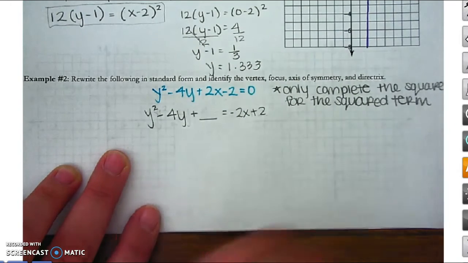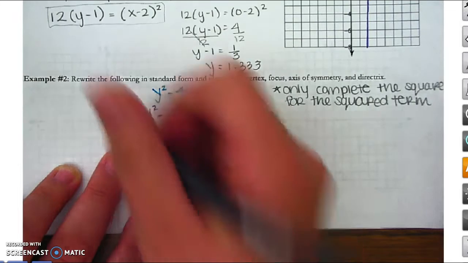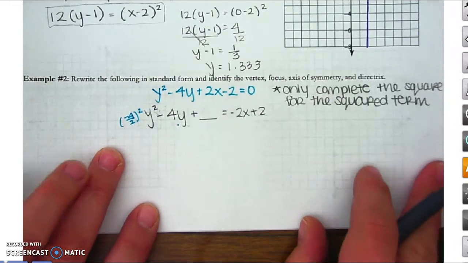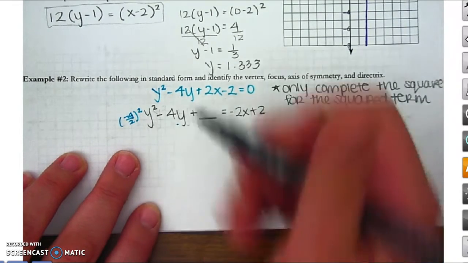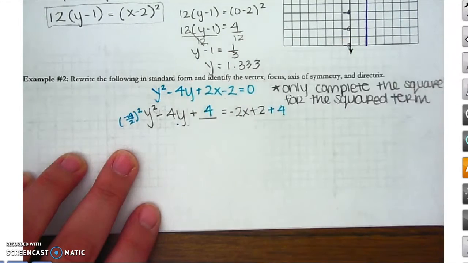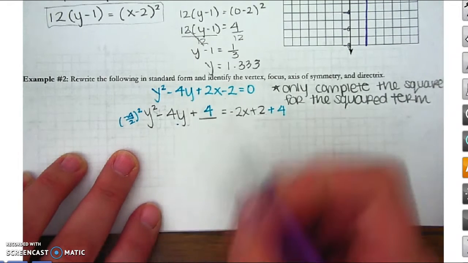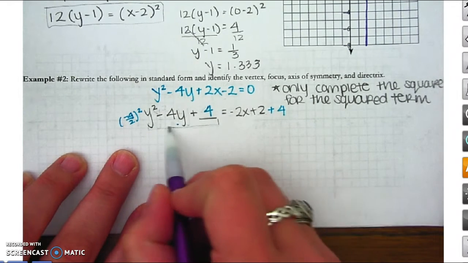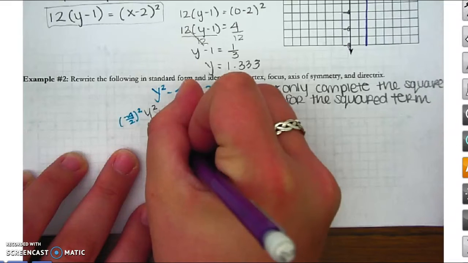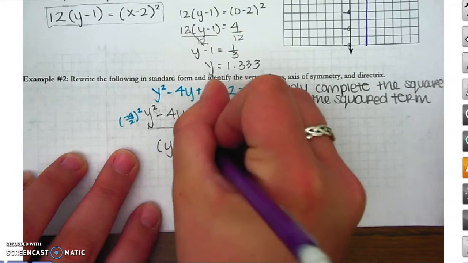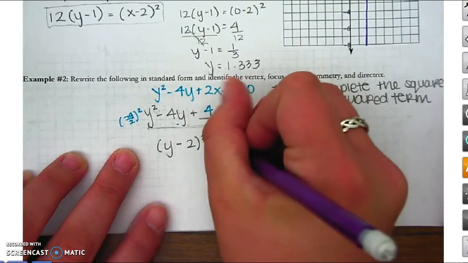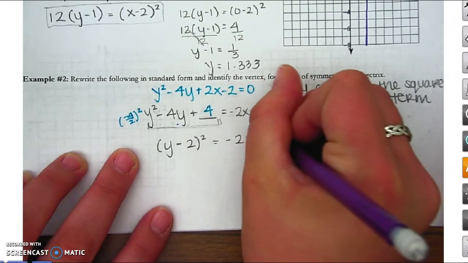So remember, completing the square, half of b, square it. So we have negative 4 divided by 2 squared. So negative 4 divided by 2 is negative 2, squared is 4. I'm going to go ahead and add 4 to both sides. And then remember that we want to factor these. Our factor will always be b over 2. So that would be y minus 2 squared. If you need to factor that out, like using one of your methods, that's totally fine as well. Equals negative 2x plus 4, plus 6.